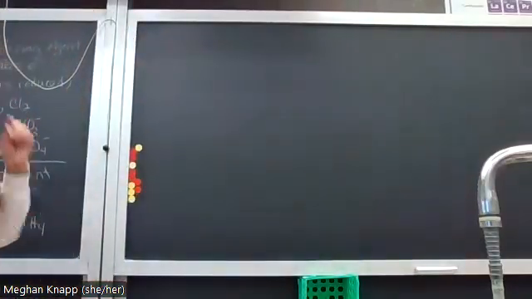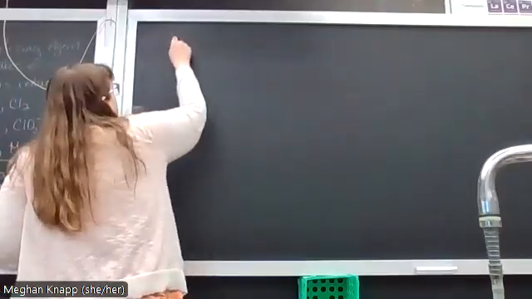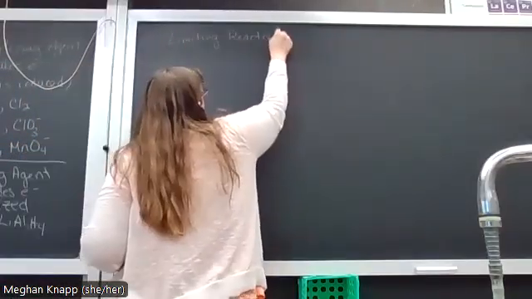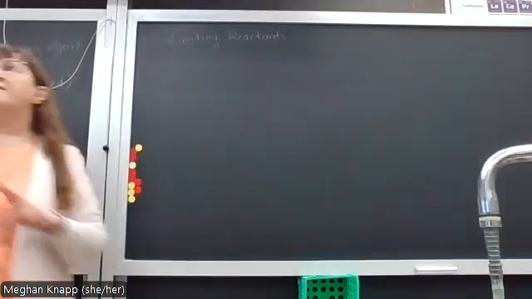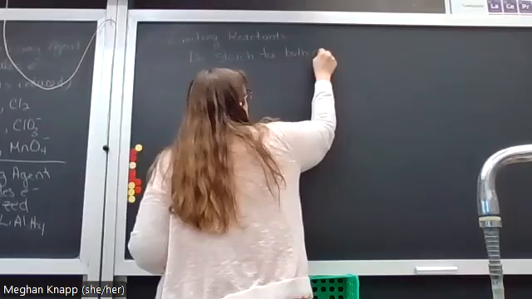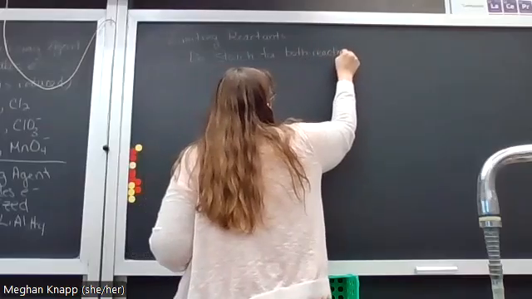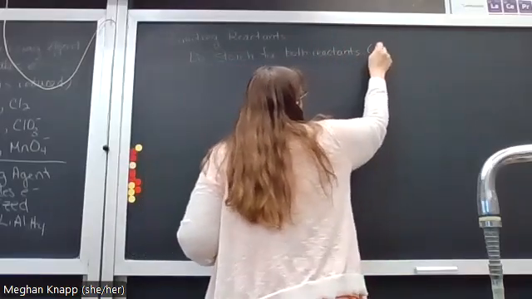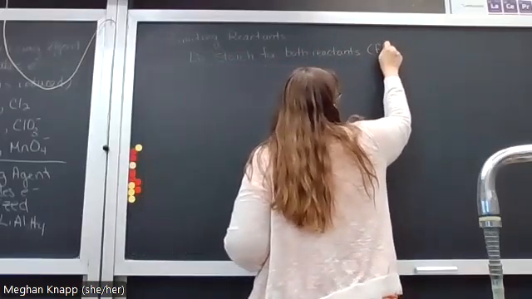Okay, so remember with limiting reactants, first you're going to have amounts for 2 or more reactants. I will only ever give you 2. So you're going to do the stoichiometry for both reactants, and that means find the theoretical yield.